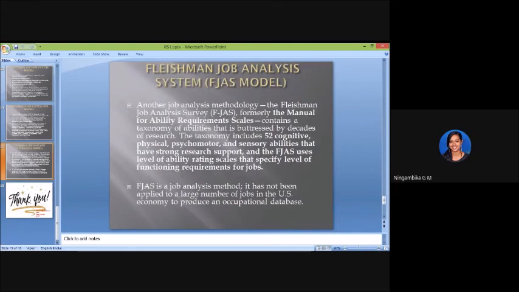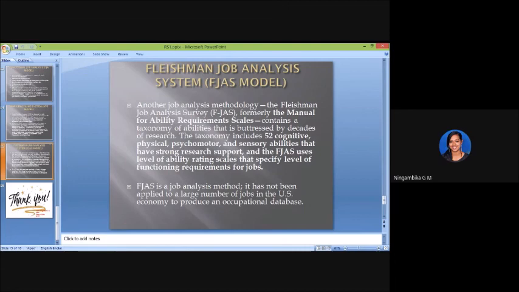And the last one is the Fleishman job analysis, that is the FJAS model. Another job analysis method, it is also called FJS, formally the manual for ability requirements. So what are the abilities, what are the requirements required? According to the taxonomy, they try to analyze the information based on 52 cognitive elements, that is physical, psychomotor, sensory, and have strong research support with the FJAS users. And what are the abilities? Keeping the taxonomy as a base, they'll try to analyze it.